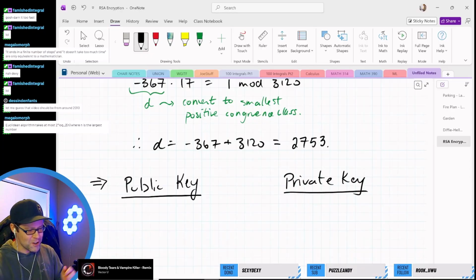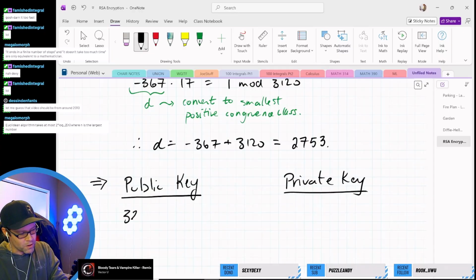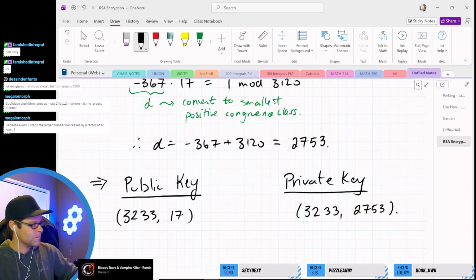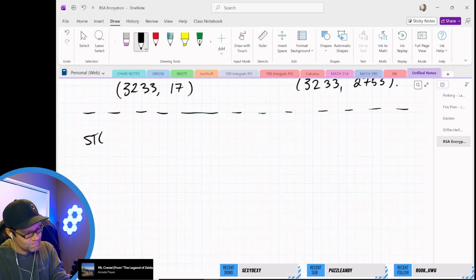All right, so we have our two pieces of information. We have our public key, which is n, 3,233, and the encryption number, which was 17. And then we have our private key, which is 3,233, as well as our decryption number, which is 2,753.